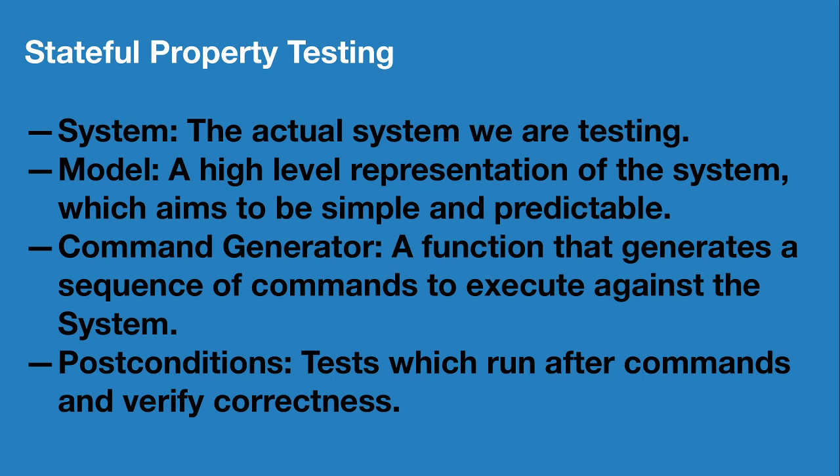So when you do stateful property testing, you need 4 things. You need a system. This is the actual system that you're testing. You need a model, which is a high-level representation of the system, which aims to be simple and predictable. This is the same as a model property in that you want things to happen in this model that are obviously correct. Instead of using a database, you could just use an object or a map or something.